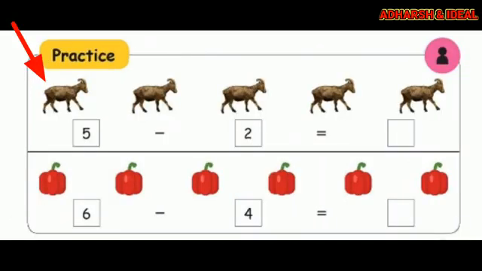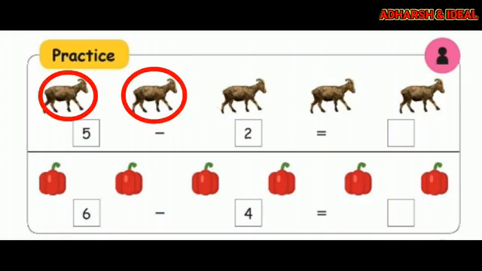See the practice. Complete the subtraction fact by circling. First question. How many goats are there? Yes, there are 5 goats. What number is this? Yes, number 2. So we circle 2 goats only. Now count the number of goats left. 1, 2, 3. 3 goats left. So we get the subtraction fact. 5 minus 2 equal to 3.